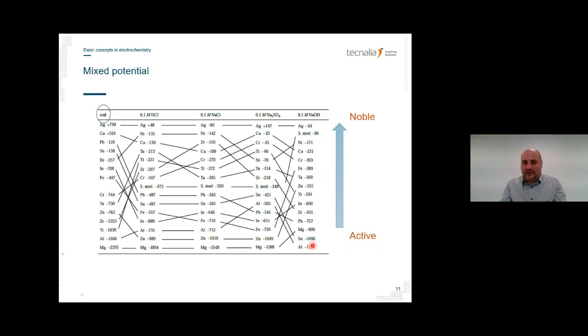And measuring potential is a key point. Knowing the potential of our material is a key point in electrochemical techniques. It gives us information to know if a material is more noble than another, to know which one is going to be the oxidant and which one is going to be the reducer. So that is important.